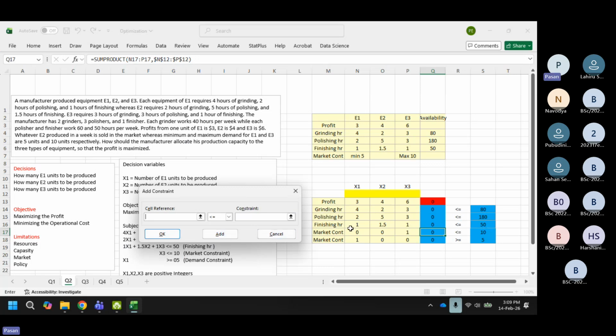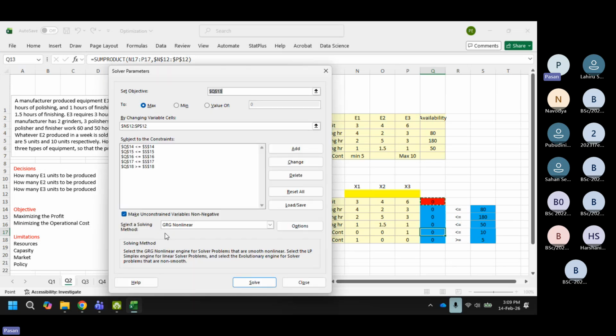Give me a second. This one. So those are my constraints, and give me a second.